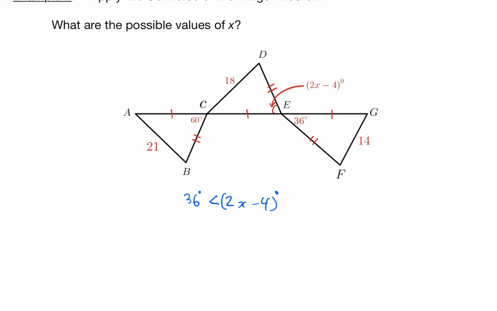Well, to determine that, we're going to look at the side opposite the angle, which is here. We know that that's 18, and the side opposite this angle is 21. Well, we know that 21 is larger than 18, which means this angle is going to be larger than that. So then we would say that this angle, 2x minus 4, is less than 60 degrees.